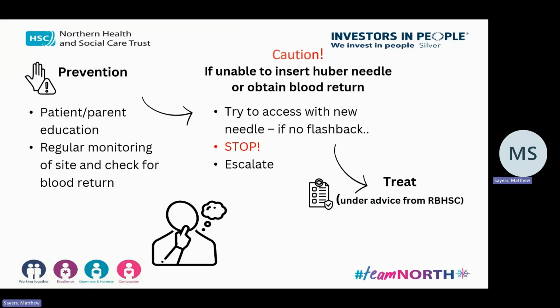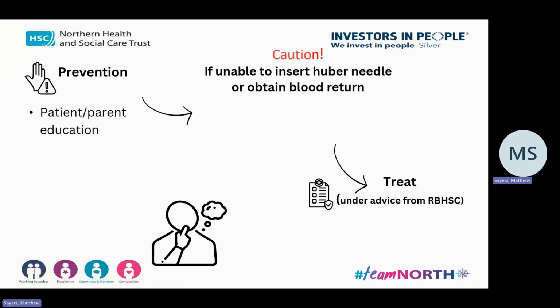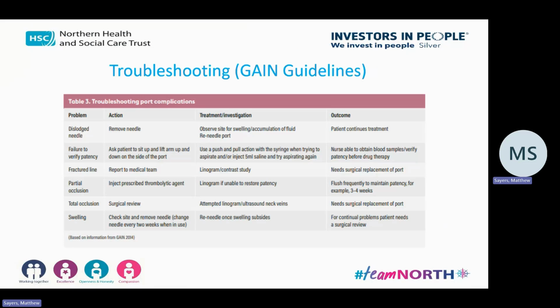you should stop and ask for senior help. There are things on those GAIN guidelines, so I'll just flip back, especially this one, the third one down, failure to verify patency. Ask the patient to sit up and lift their arm up and down on the side of the port, and that is really just because that catheter, like any line, could be positional.